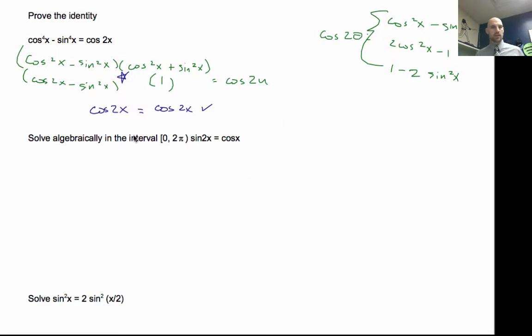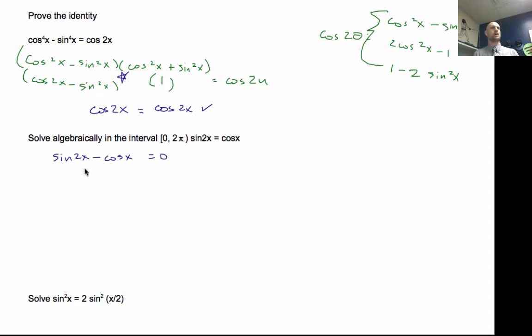Next one. Solve algebraically in the interval of 0 to 2 pi, sine of 2x is equal to the cosine of x. So when I'm solving, I obviously want to have all variables on the same side. So sine of 2x minus cosine x is equal to 0. So obviously, I can't do anything with this. I can't subtract them. I don't really know what I'm doing. So I'm going to try switching out one of them to combine some like terms. We're in the section on double angles, so I'm going to work with this double angle.